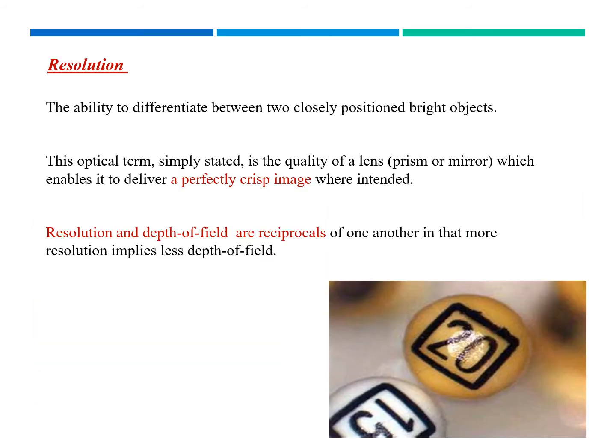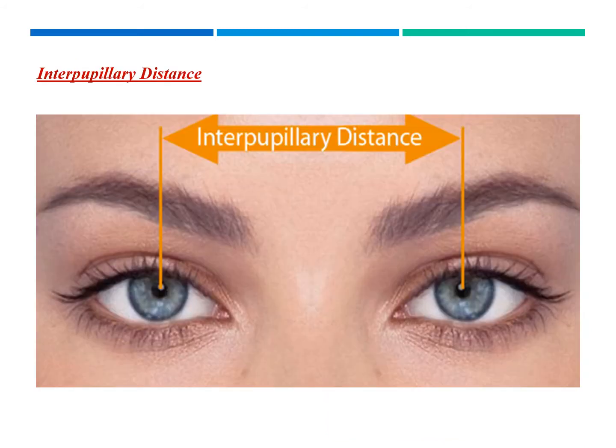Resolution is basically defined as the ability to differentiate between two closely positioned objects. Resolution and depth of field are inversely related to each other. The greater the resolution, the lesser will be the depth of field. Interpupillary distance is self-explanatory. It's basically the distance between the two eyes.